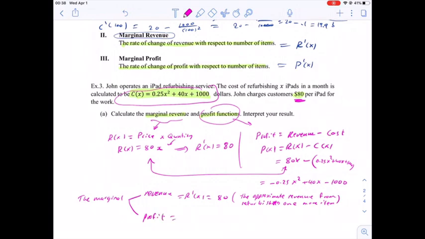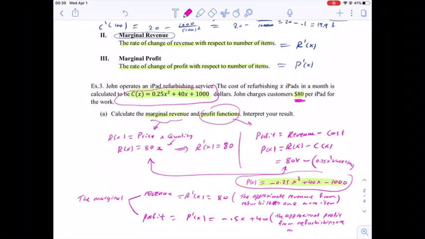The marginal profit is P prime of x. We need to differentiate this function, P of x. We want to find the derivative of this. This is negative 0.5x plus 40. And this can be interpreted as the approximate profit from refurbishing one more item.